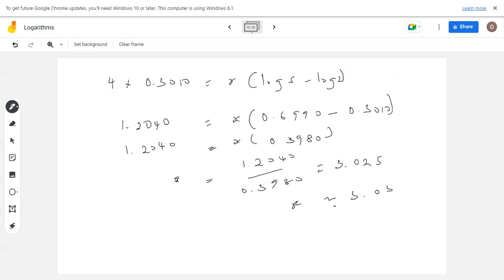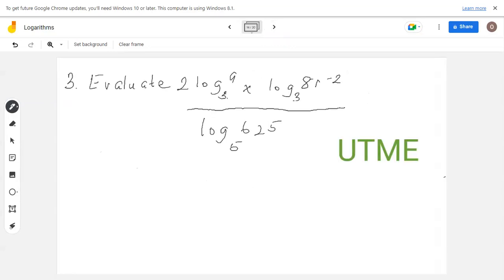Now we move to the next question, question 3. It tells us: evaluate 2 log 9 base 3 multiplied by log 81 raised to power minus 2 base 3, divided by log 625 base 5. Equally, you can write this in this form. 9 is 3 squared, so you bring the 2 there, it becomes times 2.